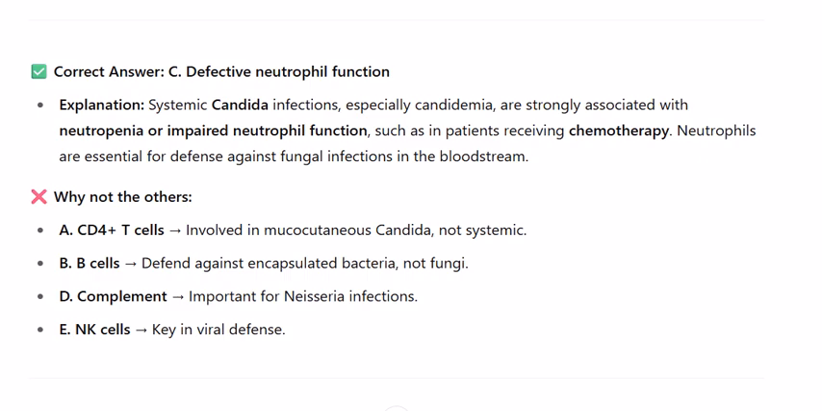Why not the others? A. CD4 plus T cells are involved in mucocutaneous Candida, not systemic. B. B cells defend against encapsulated bacteria, not fungi. D. Complement is important for Neisseria infections. E. NK cells are key in viral defense.